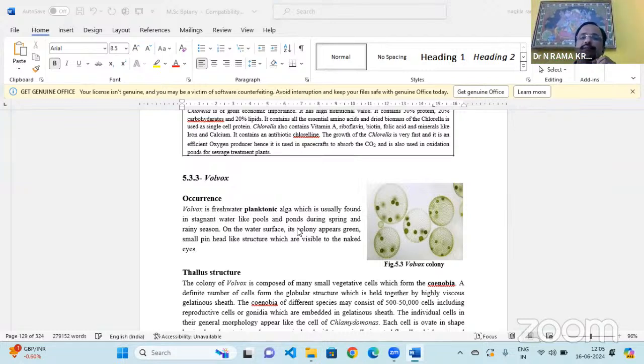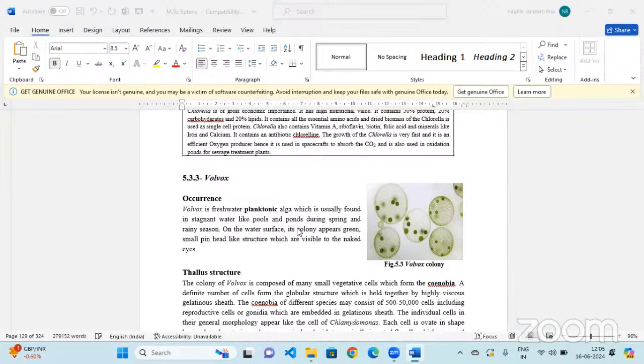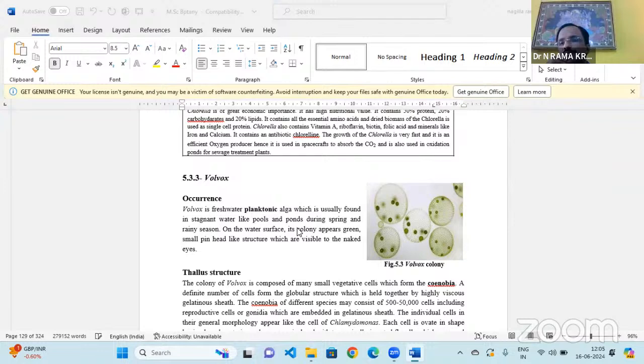Yesterday we completed the general characters of algae, thallus organization, and reproduction systems. Algae has three classes: Chlorophyceae, Phaeophyceae, and Rhodophyceae. Now we are going to discuss in depth the Chlorophyceae first. According to our syllabus, we first discuss the Chlorophyceae.